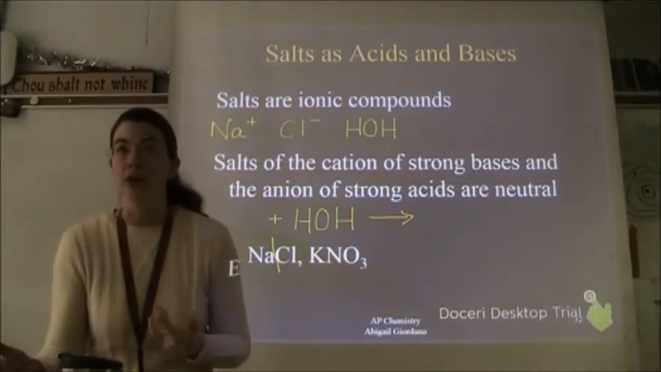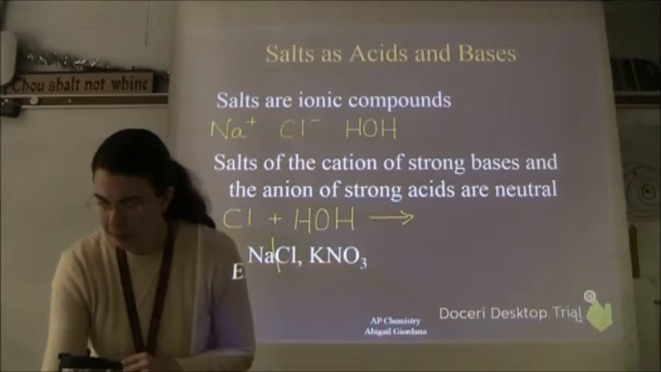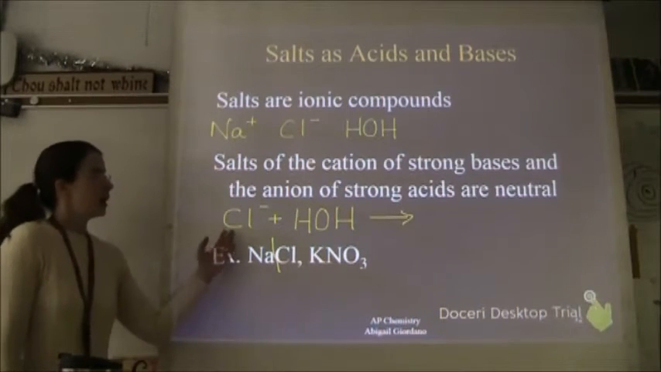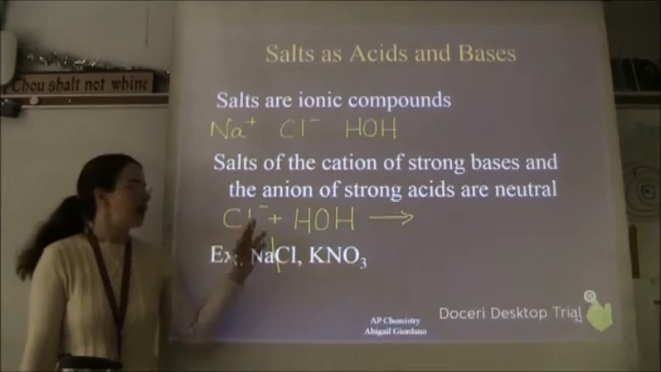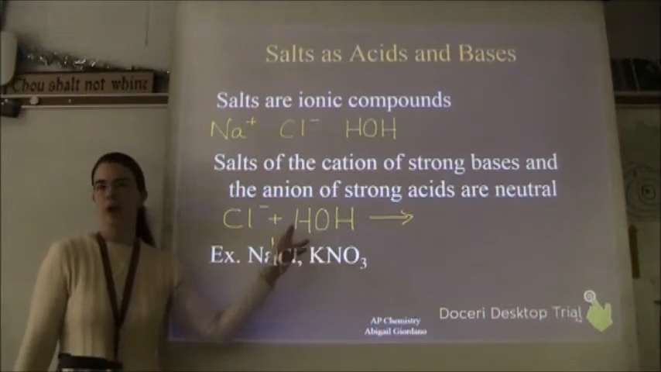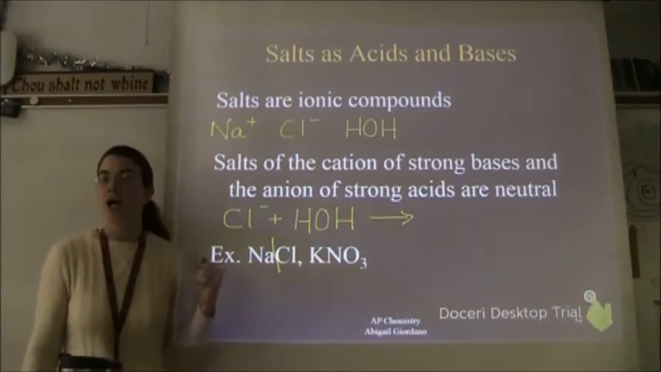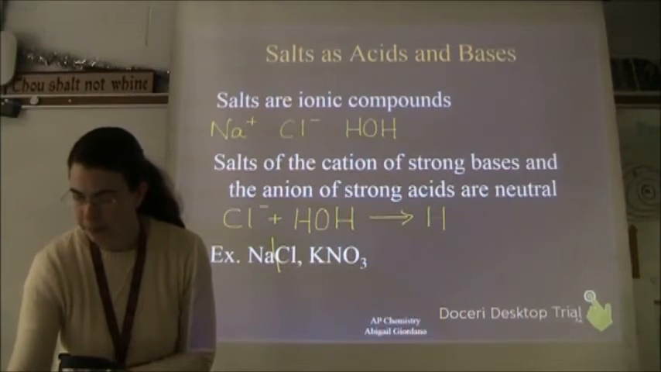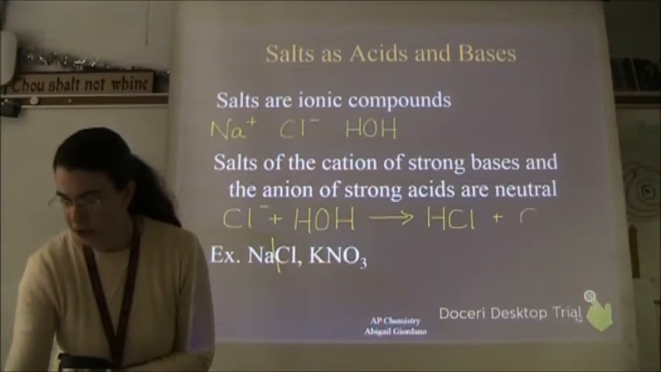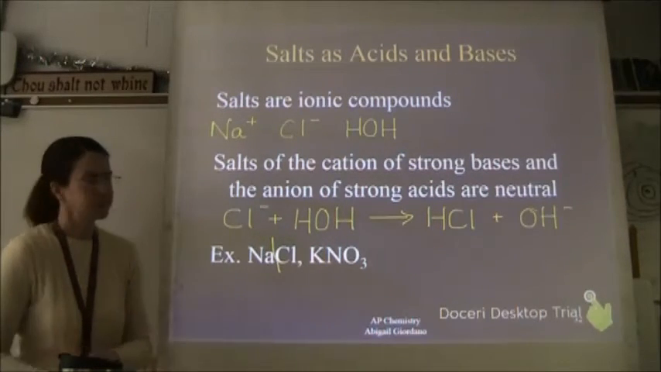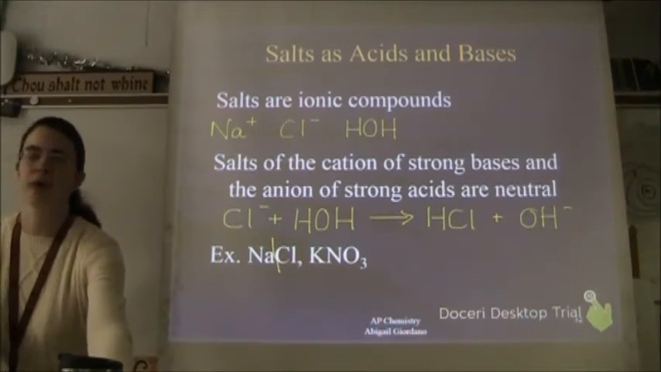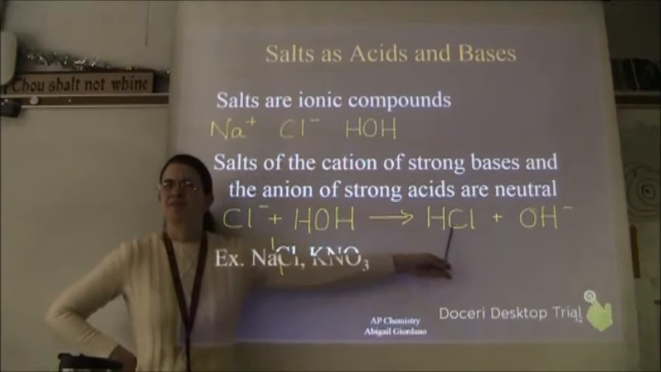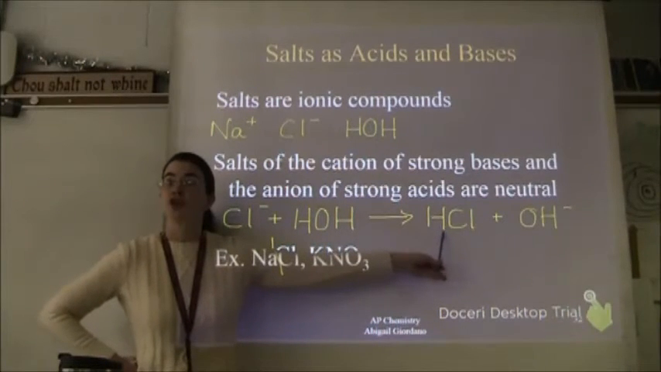Let's try the other ion. Let's try the cation. Maybe we'll have better luck there. If Cl minus were going to link up with some part of this water, which part would it be? The hydrogen. And what would that create? HCl. And we'd have just OH minus left over. Let's go through that same thought process. What is this? It's one of our strong acids.